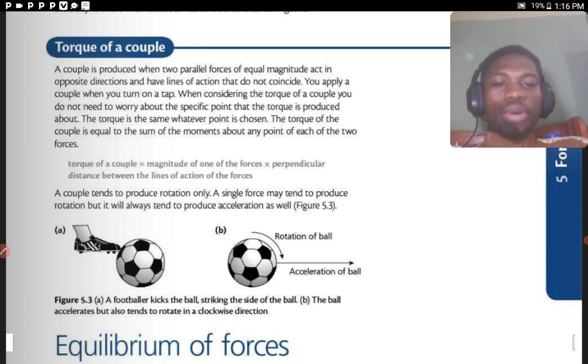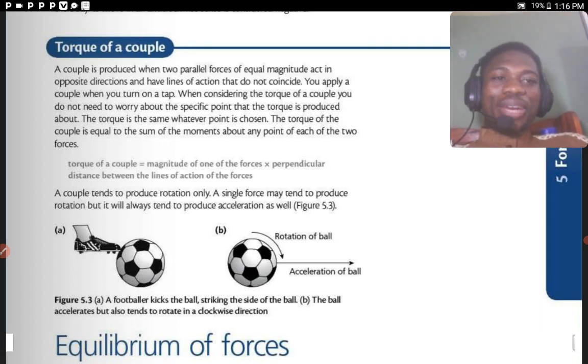I repeat, these two forces have equal magnitude. That's the first thing. Second thing, they are in opposite direction. And then number three, they have different lines of action. What happens now is that they form a couple. So that's good. You have understood. That's good.